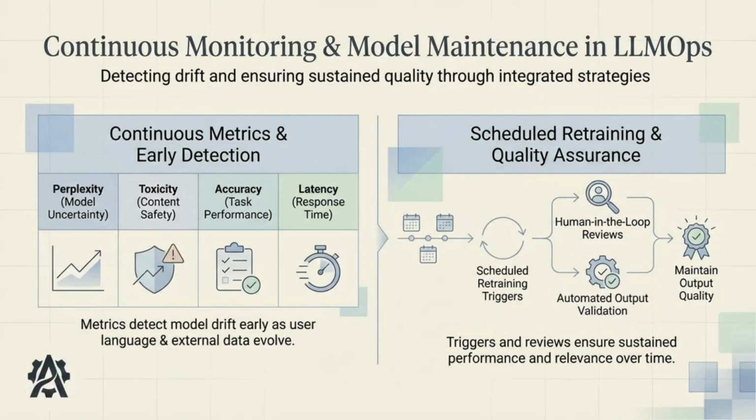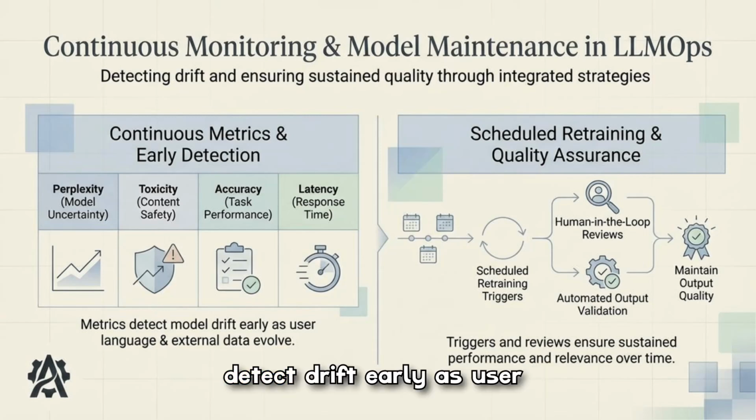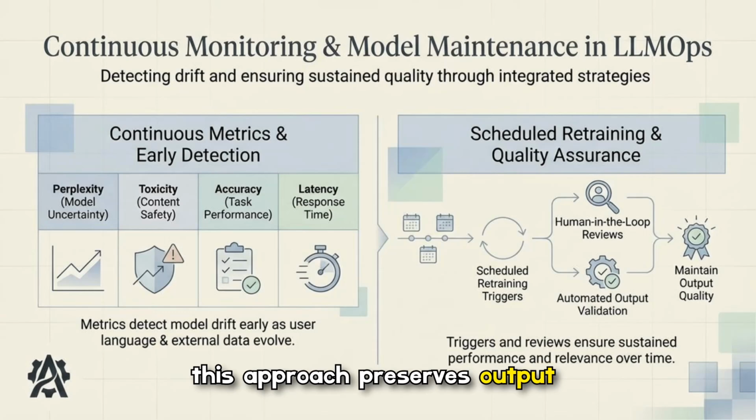Continuous monitoring uses metrics like perplexity, toxicity, task accuracy, and latency to detect drift early as user language and external data evolve. Coupled with scheduled retraining triggers, human-in-the-loop reviews, and automated output validation, this approach preserves output quality and ensures models remain relevant over time.